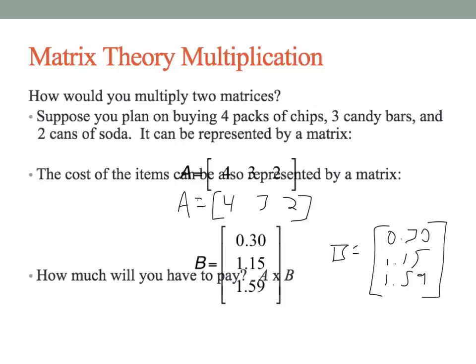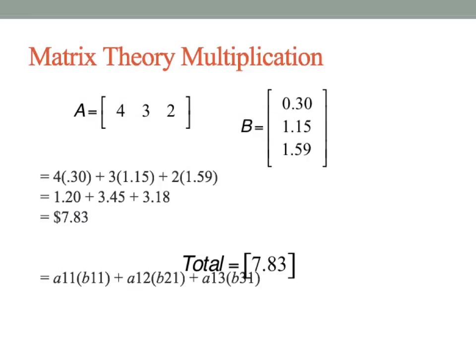So essentially, to find the answer to this question, how much is it going to cost total to get all this stuff, we're just going to multiply the matrices together. Here are those matrices again. So we have A. The A matrix is 4 bags of chips, 3 candy bars, and 2 sodas. And then over here in matrix B, it looks like the 0.3, that is going to represent the cost of each bag of chips. This is going to be each candy bar, and this is going to be each soda.